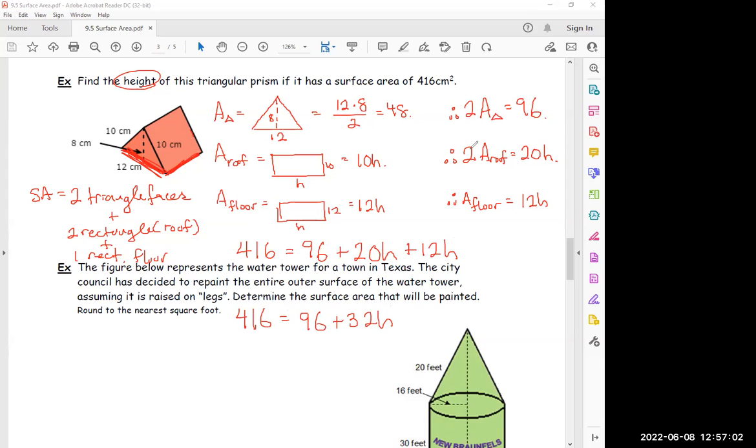The surface area. The reason why I'm adding all of these up. I subtract both sides. It's 320 equals 32h. And therefore, the height is 10.